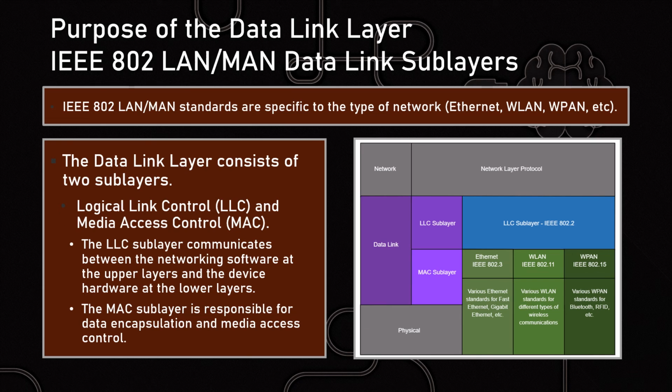The LLC is going to communicate between networking software at the upper layers and device hardware at the lower layers. The MAC sublayer is responsible for data encapsulation and dealing with media access control, of course, with the MAC address. We can see here in the graphic to the right that we see layer 3 above, layer 1 below, and then the interaction between the LLC and the MAC. The LLC sublayer has its own 802.2 standard according to the IEEE, and that is what deals with interfacing with layer 3. And then the three I just discussed for the MAC sublayer: Ethernet 802.3, WLAN 802.11, and WPAN 802.15.